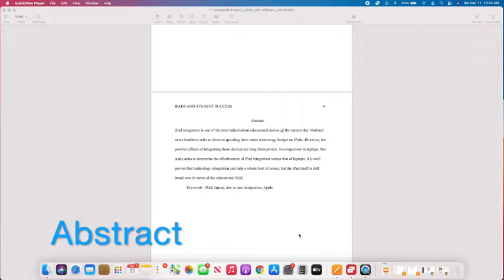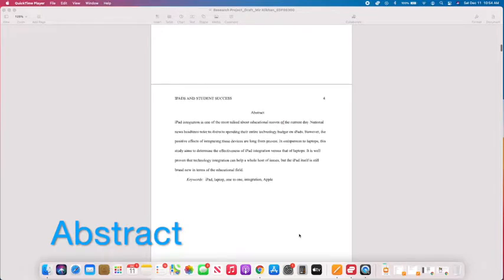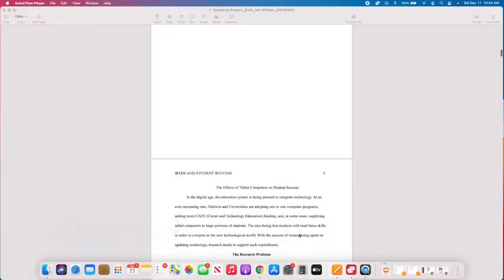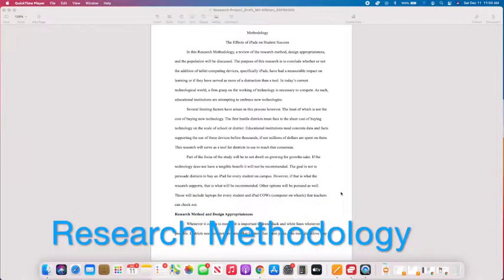Basically, in comparison to laptops, which make a major contribution to learning, not only just the technology, especially now that we have laptops with touch screens. Also, students' learning and writing skills can be improved using laptops versus the iPad. That's basically my abstract. For the methodology of my research, a review of research method, design, appropriateness, and population will be discussed.